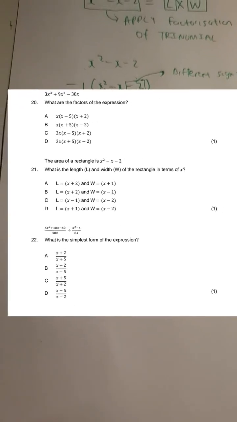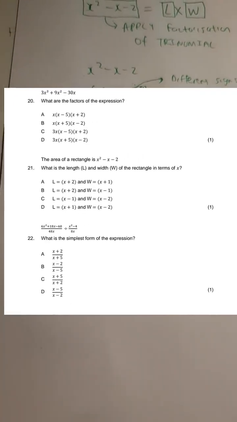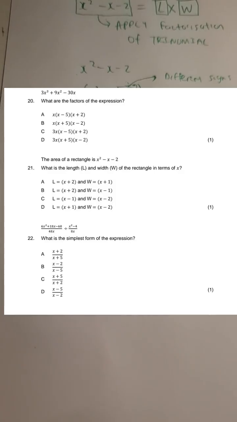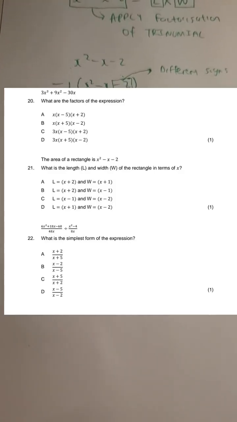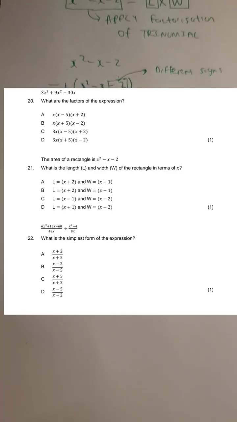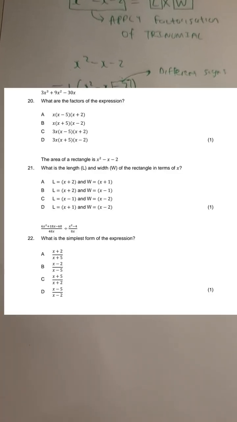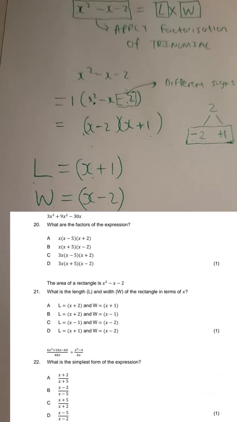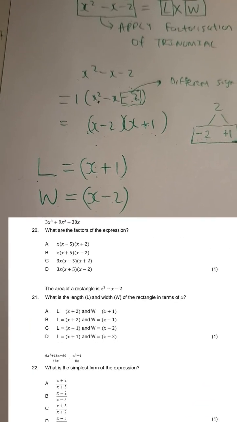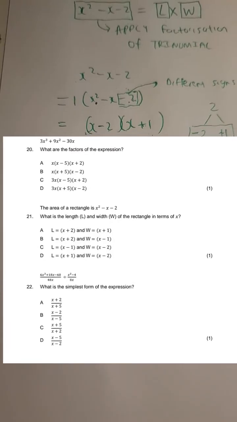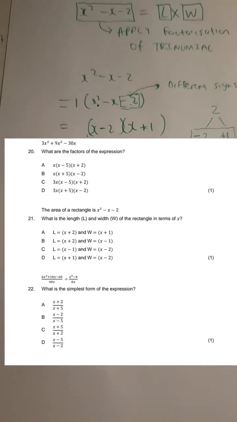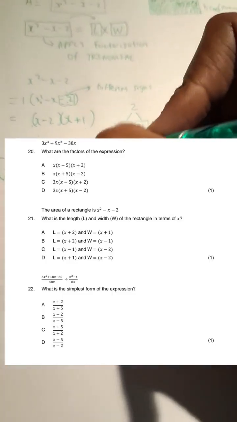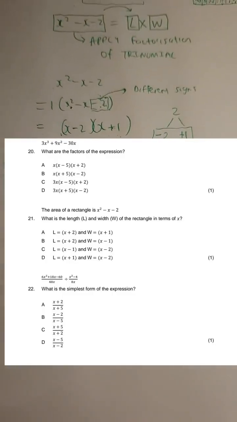So if I go to number 21 and I check, A, is L going to be x plus 2 or W equal to x plus 1? No. Is it B? No ways. B is not the answer. Is it C? No ways. Is it D? Yes. D goes hand in hand with the answer that I've gotten, and my working out is 100% correct. So I'm going to select the letter D as my answer.